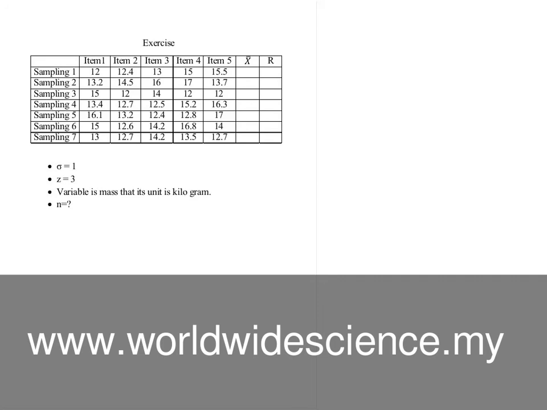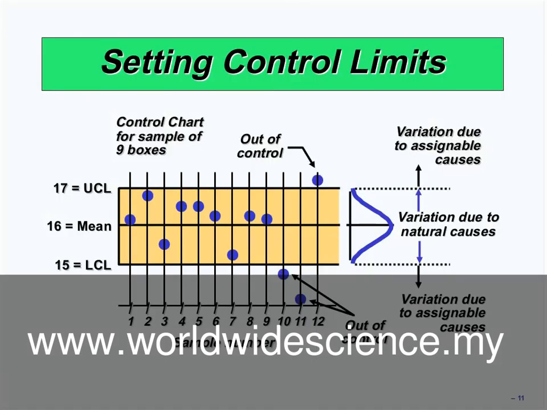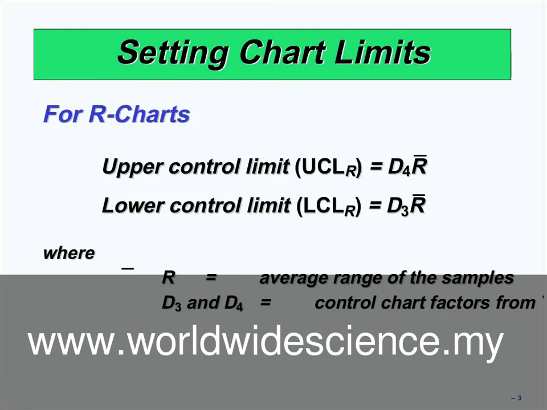Okay. Calculating in the R chart is by far easier than in the X bar chart. The upper control limit for the R chart can be calculated as D4 multiplied by R bar, and the lower control limit is D3 multiplied by R bar. R bar is the average of the ranges. D3 and D4 are called control chart factors.